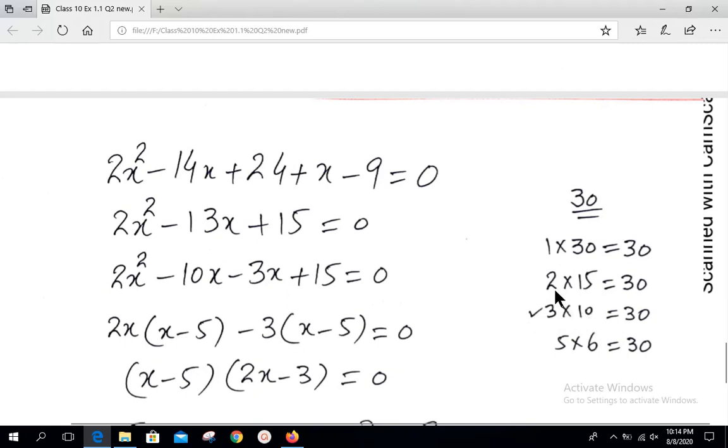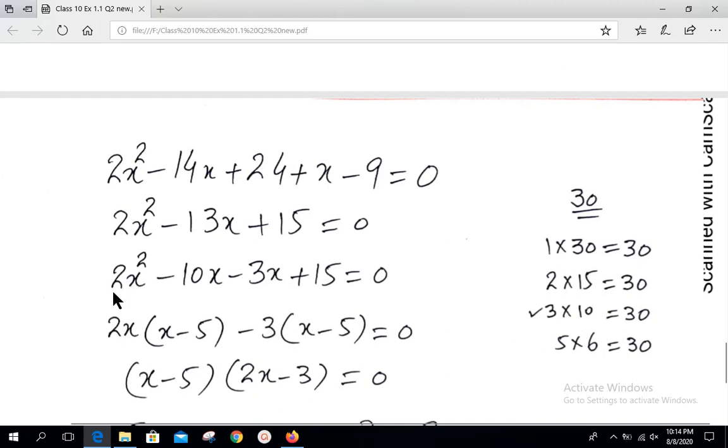Viewers, a question may come in your mind: why are we not selecting 2 into 15? We can select it if the sign was changed. In this case, when you have only the middle sign minus, remember that the rule says both these values' signs must be the same as that of the middle term, so you can complete your solution in the correct way.